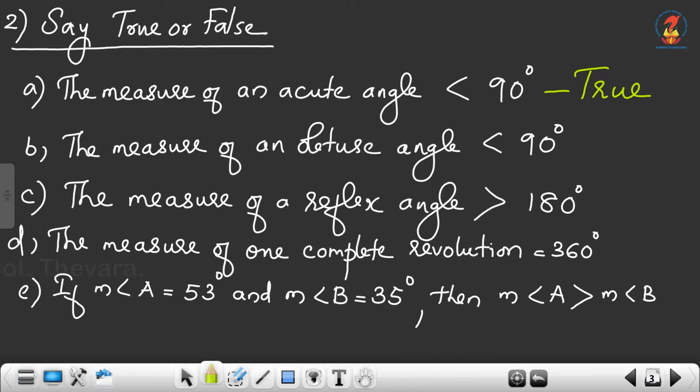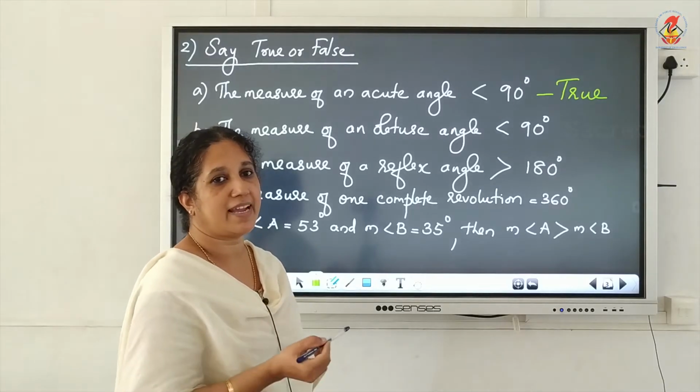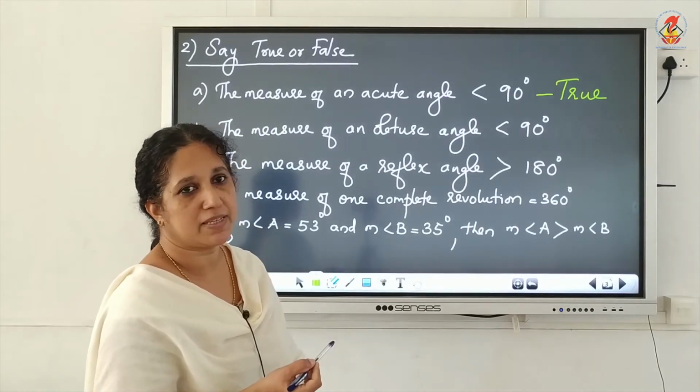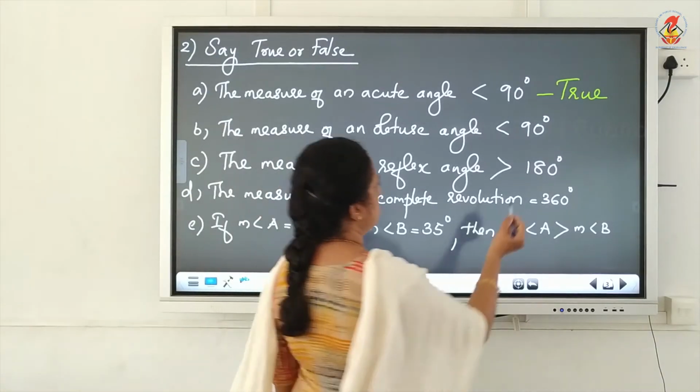The measure of an obtuse angle is less than 90 degree. What about an obtuse angle? What is the measure of an obtuse angle? The measure of an obtuse angle lies between 90 degree and 180 degree. So, what about the statement? It is false.